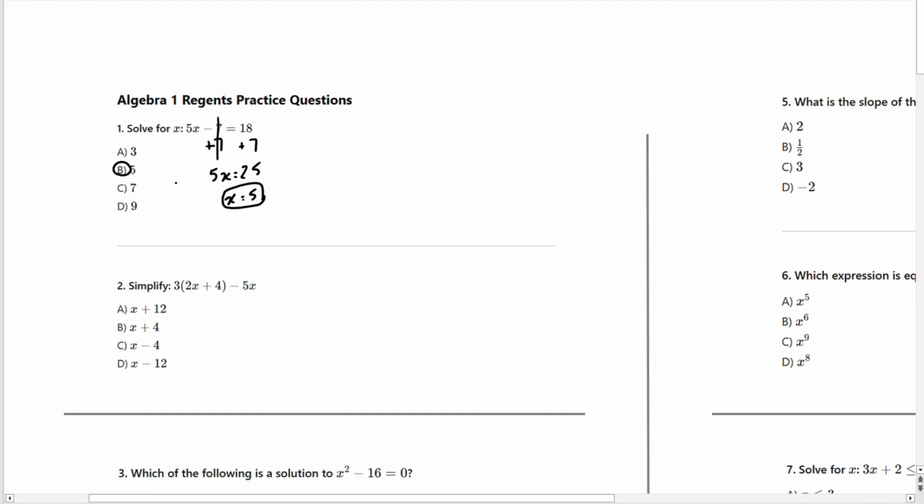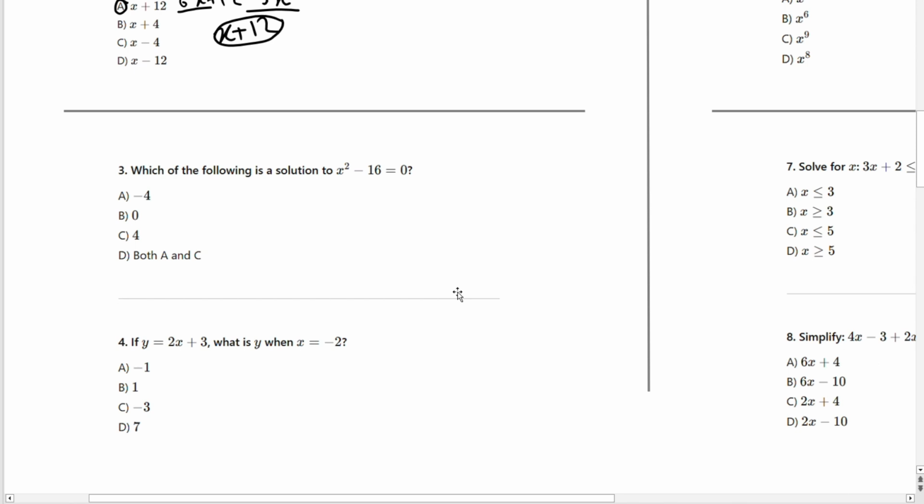For number 2, we have over here, simplify 3 times 2x plus 4 minus 5x. You distribute to get 6x plus 12 minus 5x. When you add the x variables together, you would get x plus 12. And that would be option A. Alright, that's good.